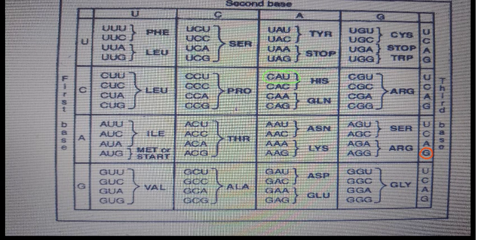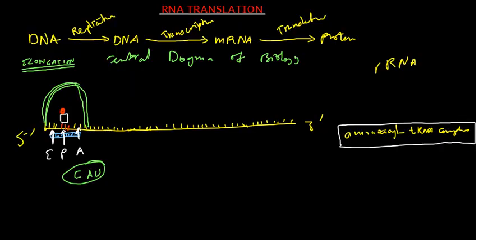So the amino acid histidine is going to be brought by the next tRNA. It is tRNA which is going to bring that amino acid. The tRNA carrying that amino acid is going to come into the A site. So this is the second amino acid, histidine.